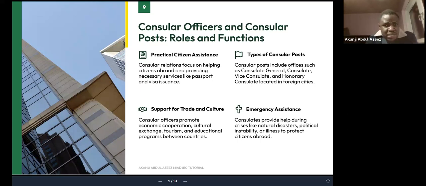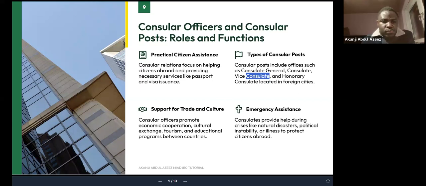Consular posts are offices established in foreign countries to provide services. The common types of consular posts are consul general, consulate, vice consulate, and honorary consulate. These offices are usually located in major cities. They are there to help people, to help the citizen directly. You understand now?